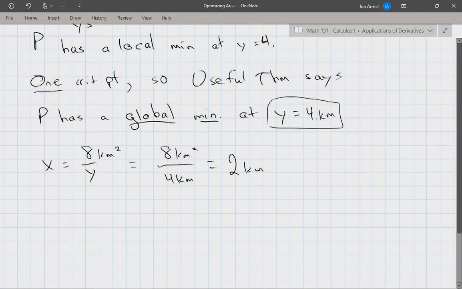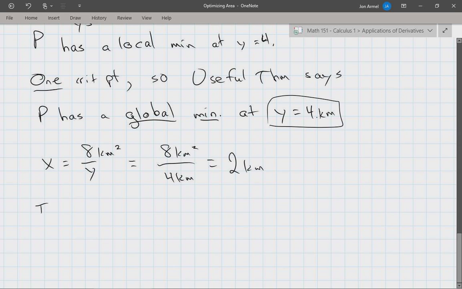Okay, so then we can finish it off with a sentence. The wall should be 2 kilometers by 4 kilometers. Oops, that's not right. X there. 2 kilometers by 4 kilometers. That's it. We could say to minimize perimeter, I guess, if we want to be fancy, but that's about it.